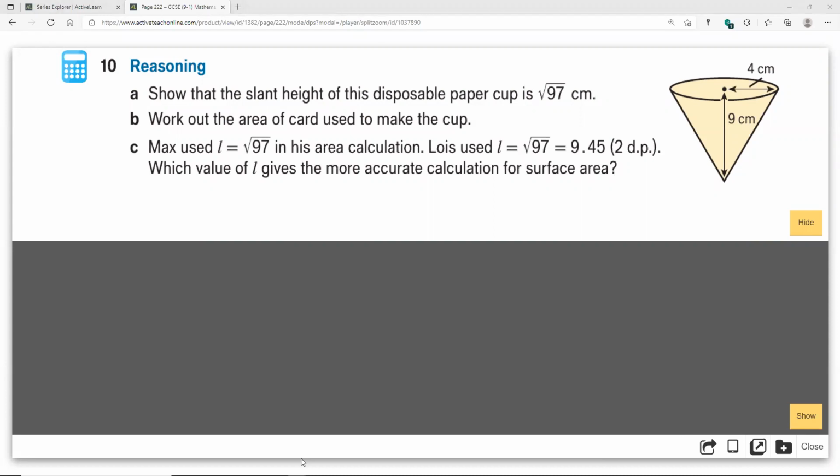After you finish number 9, you should be starting number 10. Come on, folks, we've got a few minutes left. Okay, try number 10 now, please.